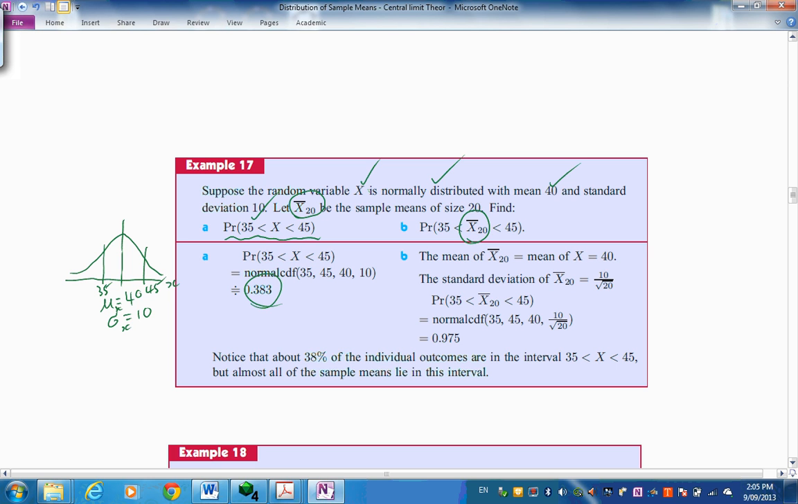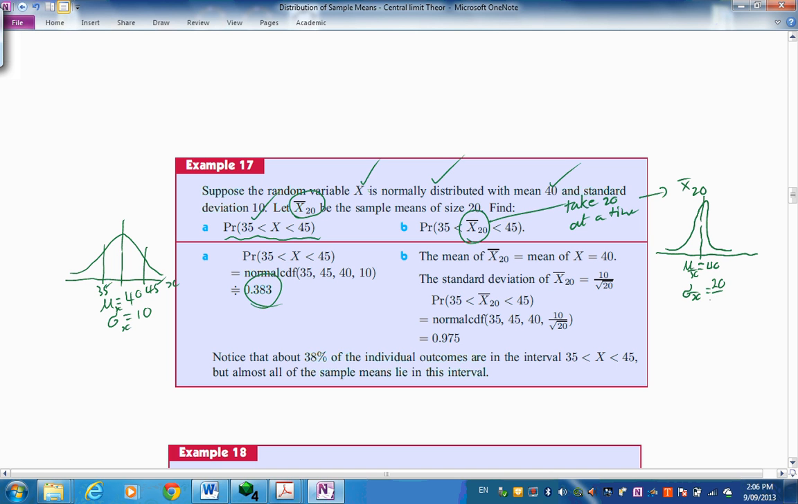It says if we took 20 at a time and found their mean, what's the chance of that lying between 35 and 45? What's your gut feeling? Let's have a look. We have a distribution which is skinnier, still centred around a mean of 40, x bar, and a standard deviation of what?